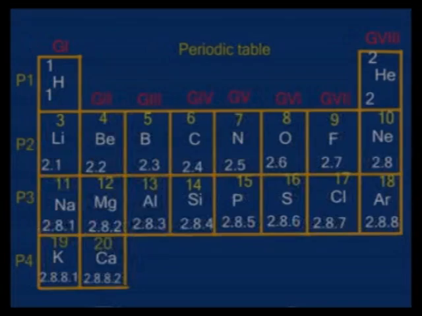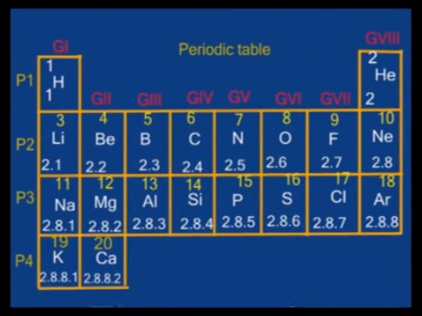Now, we have said equality in the number of electrons in the outermost energy level leads to elements being grouped together into groups. Equality in the number of energy levels means the elements are classified into periods. Now, combining the information on groups and periods, a periodic table can be drawn. Now, the periodic table for the first 20 elements is as shown here.